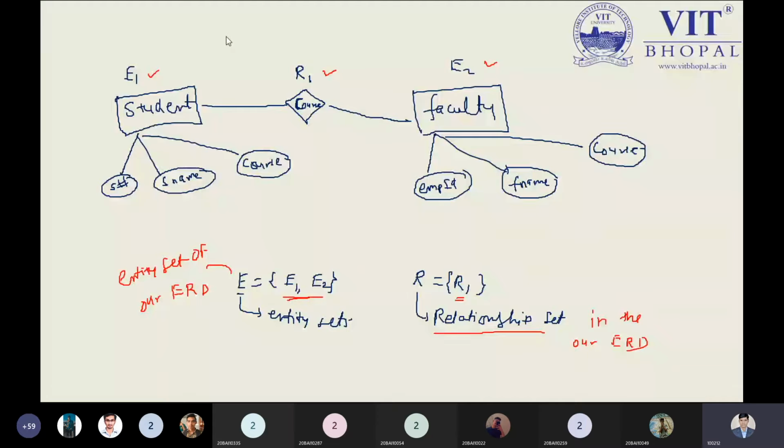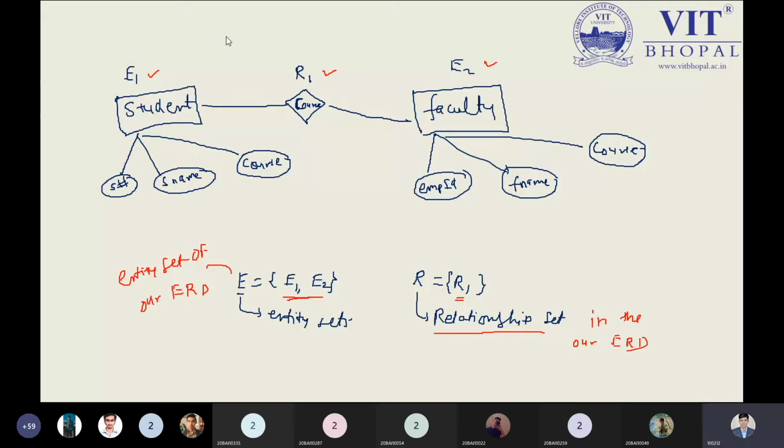So in this diagram, you are observing the diamond symbol is used to represent the relation. Faculty and student are the entities, so those are represented by the rectangle. And I'm using the ellipse symbol to represent the attributes or properties of the entities. So these are the three basic notations, and the rest of the notations we will discuss. But this is the example of the first ER diagram as we are discussing today.